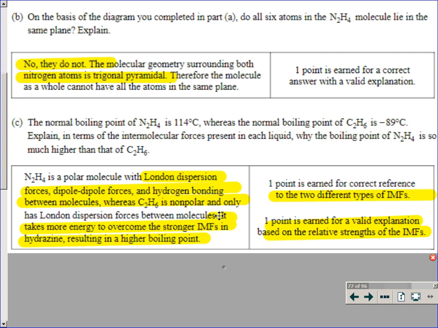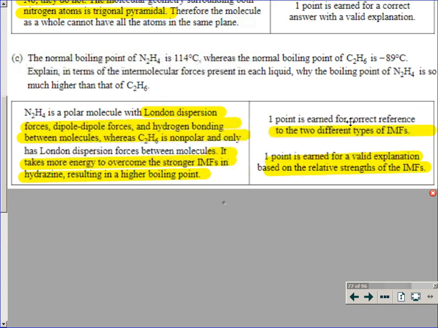Then we had boiling point comparisons. Anytime you're doing boiling point comparisons, you must be mentioning IMFs. So with the first structure, because of the lone pairs on the nitrogens, it leaves us with a polar structure. They're going to be able to experience London, dipole-dipole, and hydrogen bonding collectively, right? It's a summation of all those. And then the ethane is only simply nonpolar, just London. So that's 1 point, just mentioning the different IMFs.